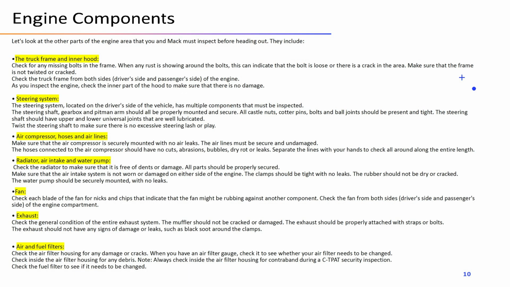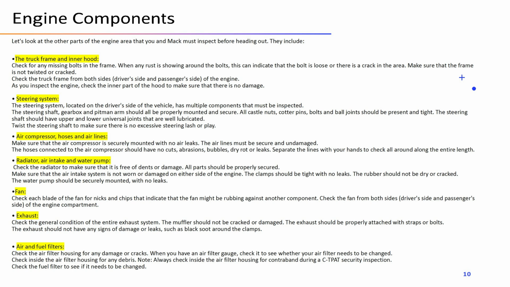Engine components. Let's look at the other parts of the engine area that you and Mac must inspect before heading out. They include the truck frame and inner hood. Check for any missing bolts in the frame. When any rust is showing around the bolts, this can indicate that the bolt is loose or there is a crack in the area. Make sure that the frame is not twisted or cracked. Check the truck frame from both sides, driver's side and passenger side of the engine. As you inspect the engine, check the inner part of the hood to make sure that there is no damage.